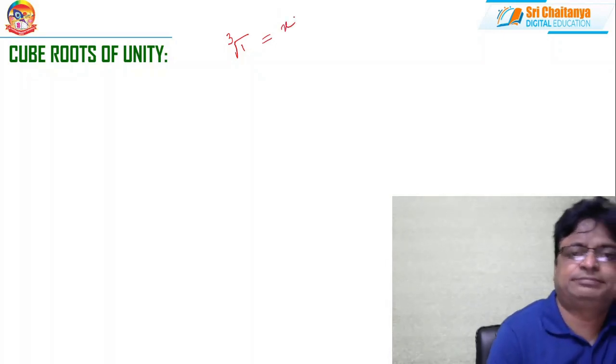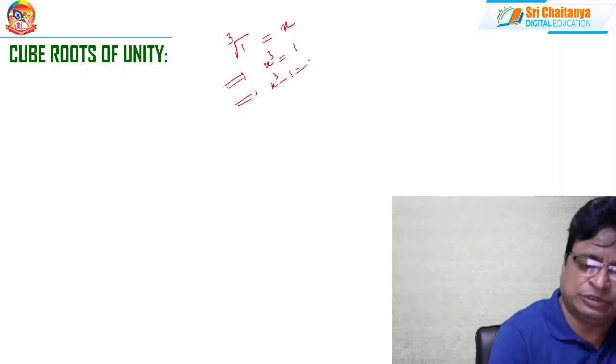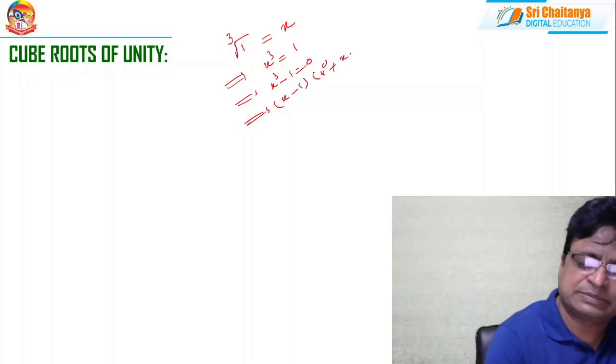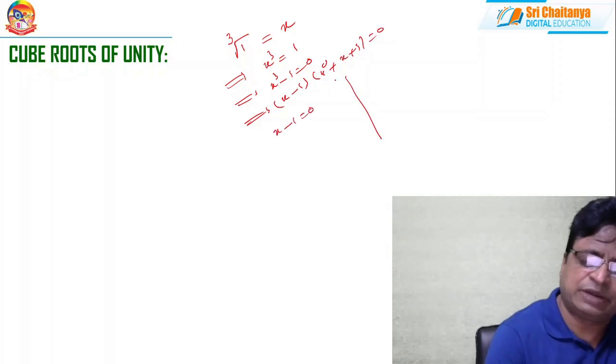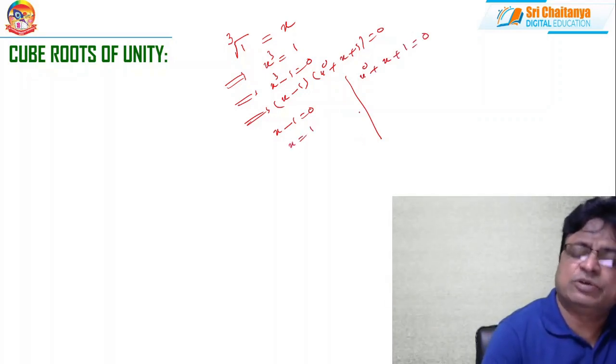Let it be x. Now what I am doing is cubing both sides. So x cube is equal to 1. You bring that 1 to this side, x cube minus 1 equal to 0. Factorize this: x minus 1 into x square plus x plus 1 equal to 0, you will get it. Now two factors are there. One is x minus 1 equal to 0. Another one is x square plus x plus 1 equal to 0. After simplification of the first, you will get x is equal to 1.